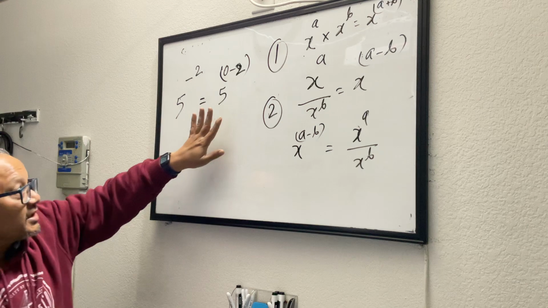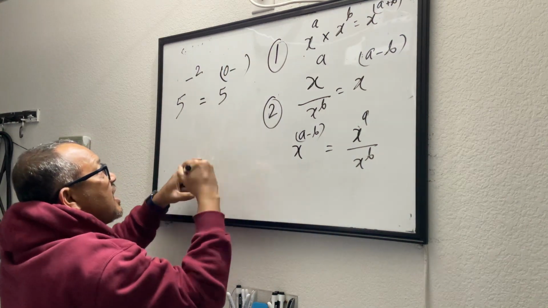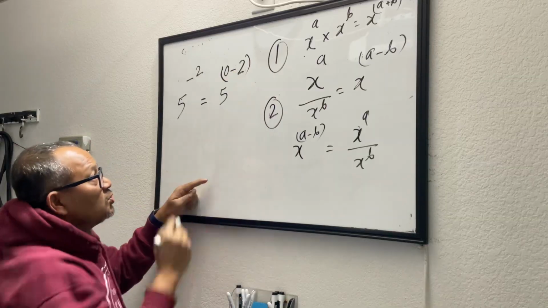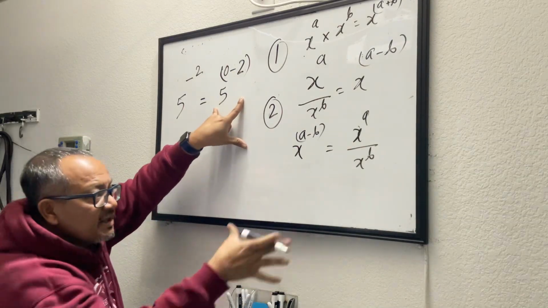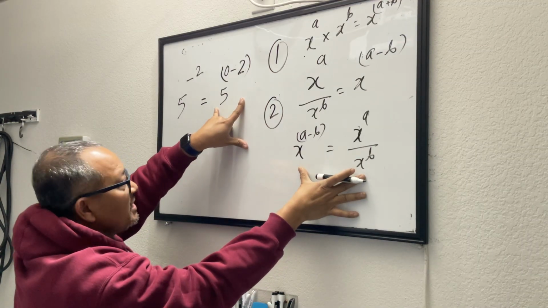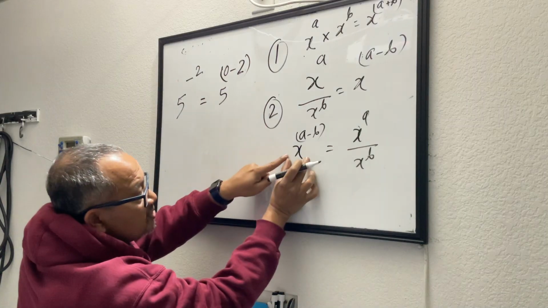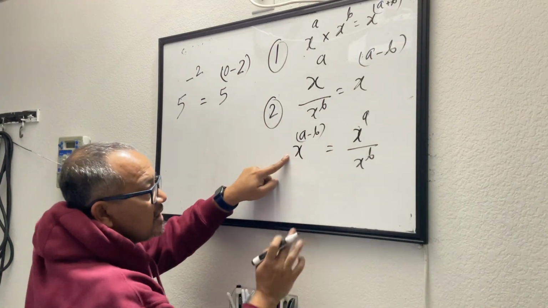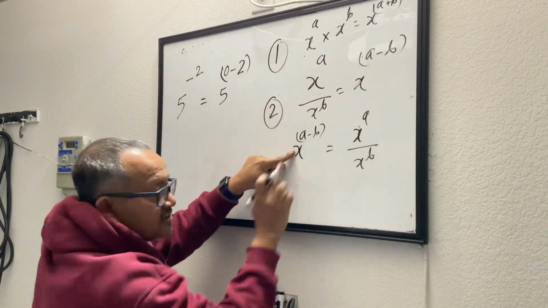So now look at it. 5 to the power 0 minus 2. Look at this number, stare at this number, and then stare at this formula. Do you see some similarity? I have something to the power 0 minus 2: something to the power something minus something equals something to the power this divided by something to the power this.